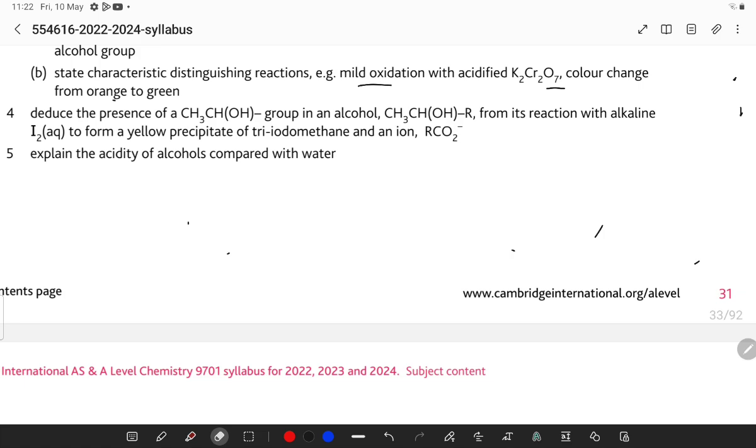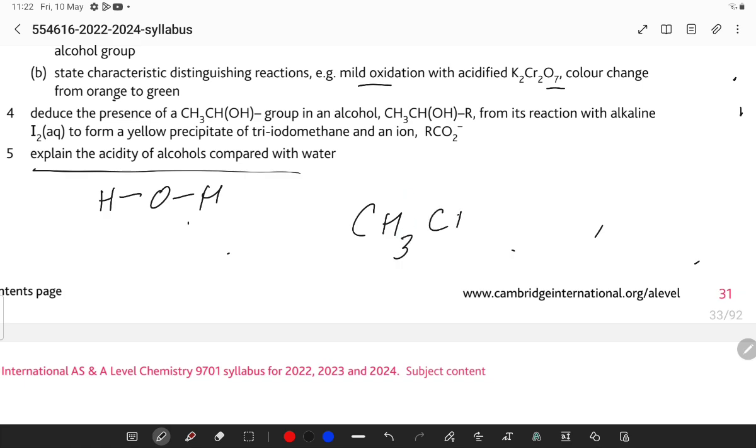Explain the acidity of alcohols compared with water. This is the example of HOH. This is the example of CH3CH2OH.